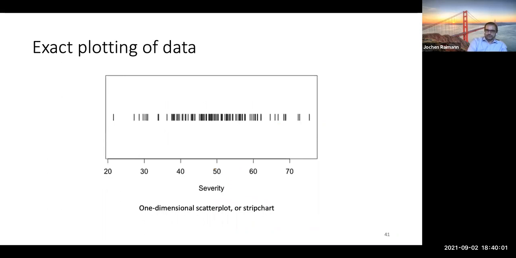So then you want to show data as a so-called one-dimensional scatter plot or a strip chart. Except for some survival analysis, I have never really shown a strip chart like that. You can do it, why not? But it's not a very common way of showing data.